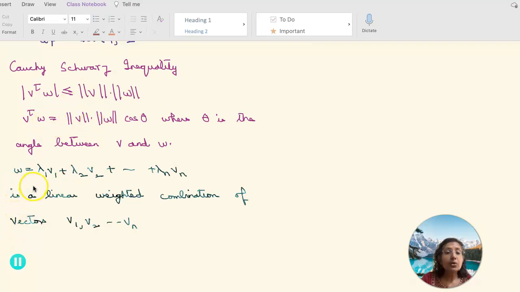Now if w equals lambda 1 v1 plus lambda 2 v2 plus ... plus lambda n vn, this is a linear weighted combination of vectors v1, v2, ..., vn.